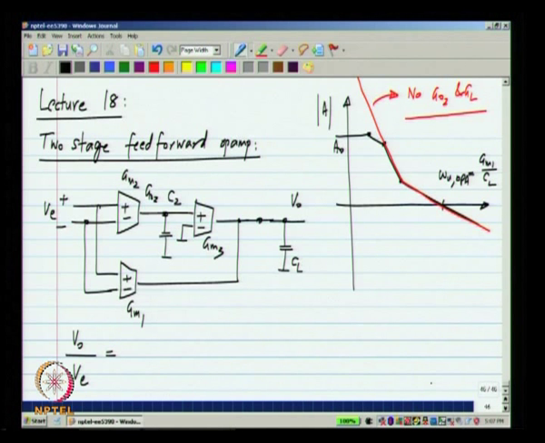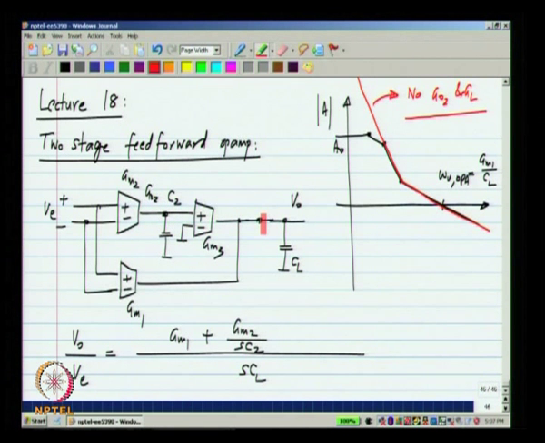the transfer function of the op amp V naught by VE can be written as, we know that V naught has a contribution from GM1 and GM3. The current in GM1 and current in GM3 get added up and pass through CL. So, the total current divided by SCL is the voltage. So, we will have SCL in the denominator and we will have GM1 plus the term representing the current coming out of GM3, which is GM2 by SC2, that is the transfer function from VE to this node, and from there to here is GM3.